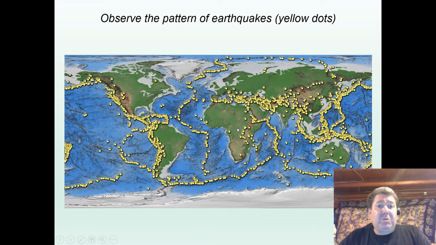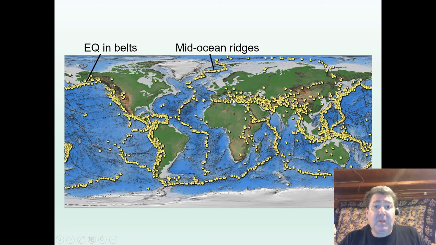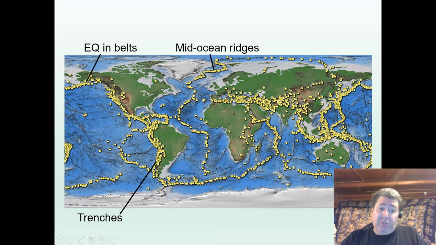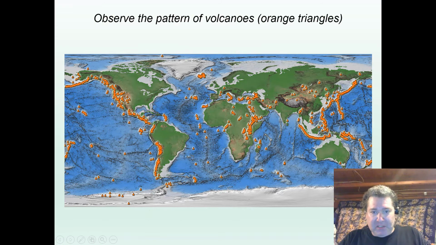Now let's observe where some earthquakes are located around our planet. These are just some of our earthquakes. We have earthquakes that appear in belts, up by our Aleutian Islands, along mid-ocean ridges, along trenches, next to and in trenches, and in mountain belts. Some regions are noticeably very sparse in earthquake activity. We have southern Eurasia, right in the Himalayas.